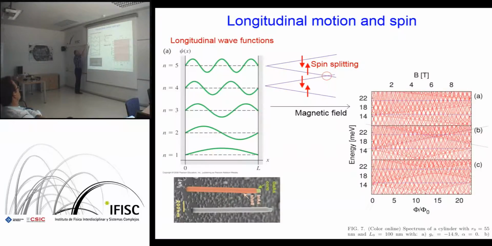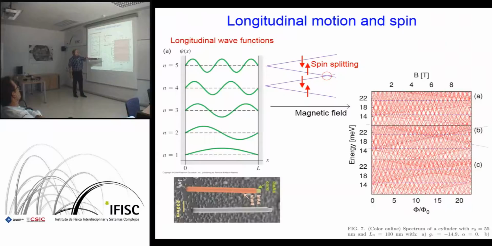and because now the magnetic field is along the wire, we can understand the spin effect as a splitting of the energy bands or energy states corresponding to the longitudinal motion. So if you have the ordinary states in a finite well, which corresponds to the length, then with the magnetic field, they would split and they would intersect.